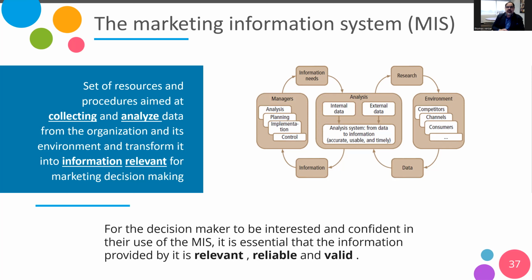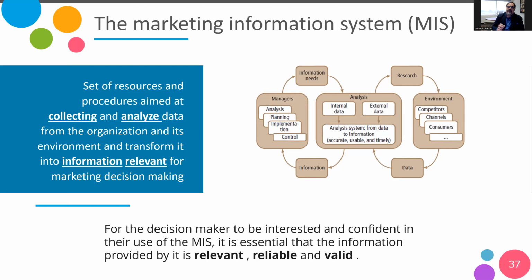Now, to finish up this chapter, the question is, now we understand, okay, this is the information that I need, but where can I get this information? Well, we get this information through something that we call the marketing information system. So consider this like a vacuum cleaner of information.